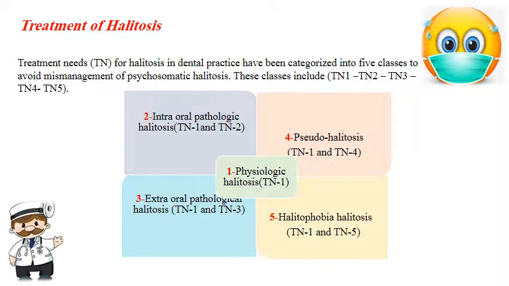As I said before, genuine halitosis is subdivided into physiological and pathological. Physiological halitosis is treated by treatment need 1, while intraoral pathological halitosis is treated by treatment needs 1 and 2. Extraoral pathological halitosis is treated according to treatment needs 1 and 3. Pseudohalitosis is treated according to treatment needs 1 and 4, while halitophobia is treated according to treatment needs 1 and 5.